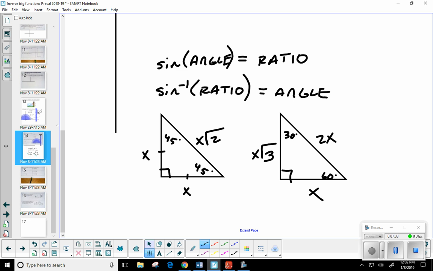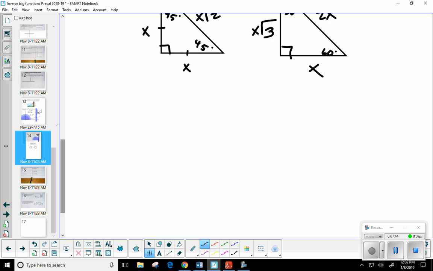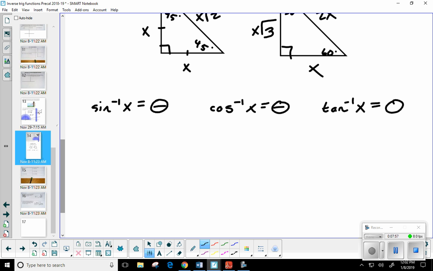So let's, one more thing, review our inverse trig functions that we've been talking about. So we had sine inverse of x is equal to theta. Cosine inverse of x is equal to theta. And tangent inverse of x, which is equal to theta. Now remember, we plug a ratio, the sides of a triangle, into an inverse, and you get an angle measure. Again, whether radians or degrees does not matter.